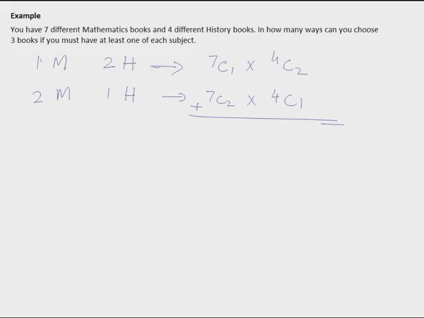Let me quickly work these numbers out. 7C1 is 7, 4C2 is 6, 7C2 is 21, 4C1 is 4. So the final answer is 42 plus 84. That's 126 ways. So there are 126 ways where you can have at least one of each subject.